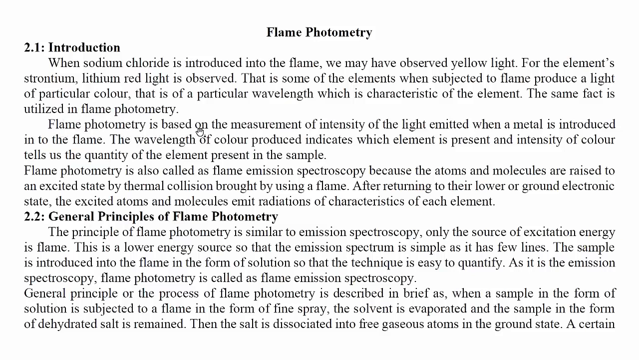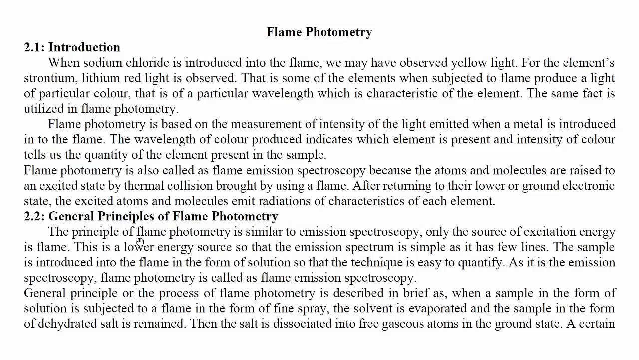Flame photometry is based on the measurement of intensity of the light emitted when a metal is introduced into the flame. The wavelength of color produced indicates which element is present, and intensity of color tells us the quantity of the element present in the sample. Flame photometry is also called flame emission spectroscopy because the atoms and molecules are raised to an excited state by thermal collision brought about by using a flame. After returning to their lower or ground electronic state, the excited atoms and molecules emit radiations characteristic of each element.